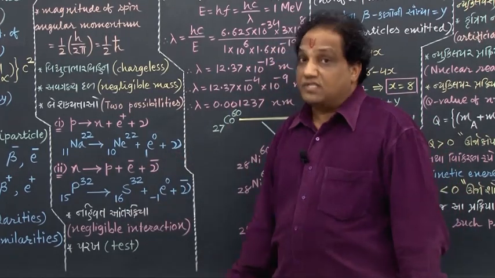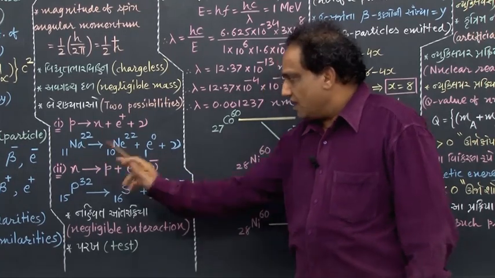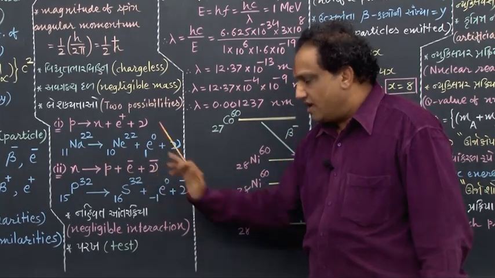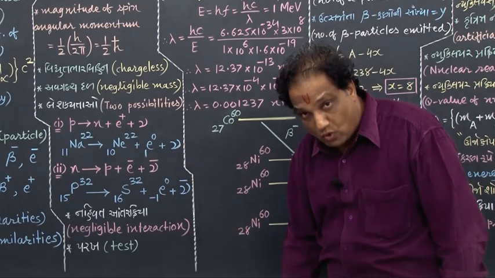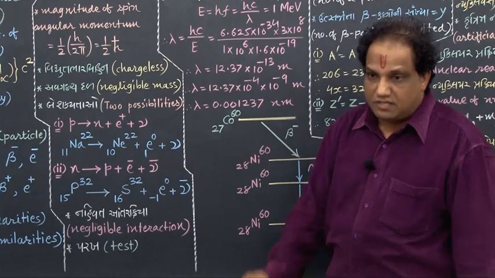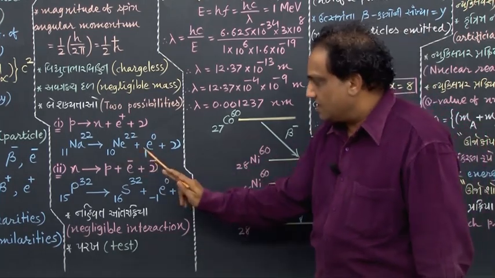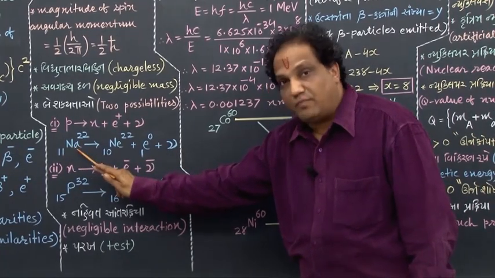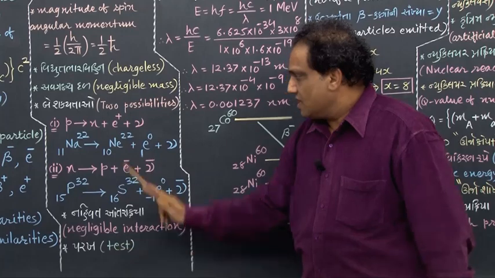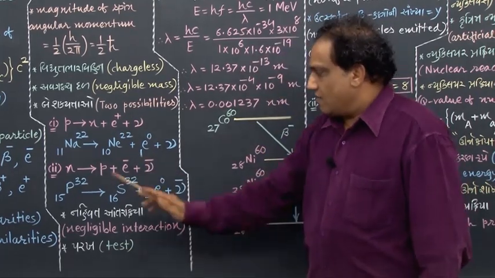And what about the example? Here 11 sodium 22 gives 10 neon 22 plus 1 e 0 plus neutrino. You can check the atomic number and atomic mass number. 10 plus 1, that is 11. With atomic number 11, there is an element in the periodic table called sodium. 22 plus 0, that is 22. Correct?